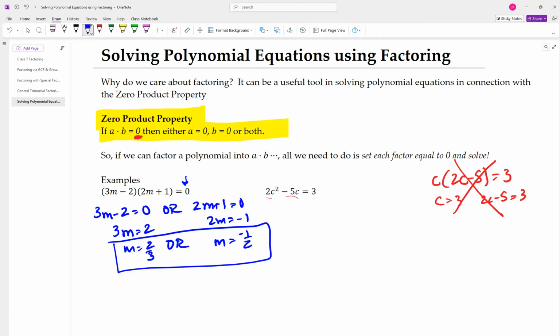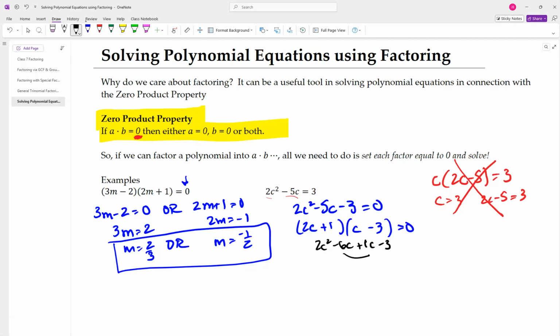So what can we do instead? Well, move the 3 over: 2c squared minus 5c minus 3 equals 0. And now we need to factor. This one happens to factor as 2c and then c, and let's put minus 3 here, plus 1 here. I'm doing guess and check for this one, so let's just confirm by checking. 2c squared, as I distribute, minus 6c plus 1c minus 3. Yep, that's going to give me the minus 5c in the middle. So I checked.